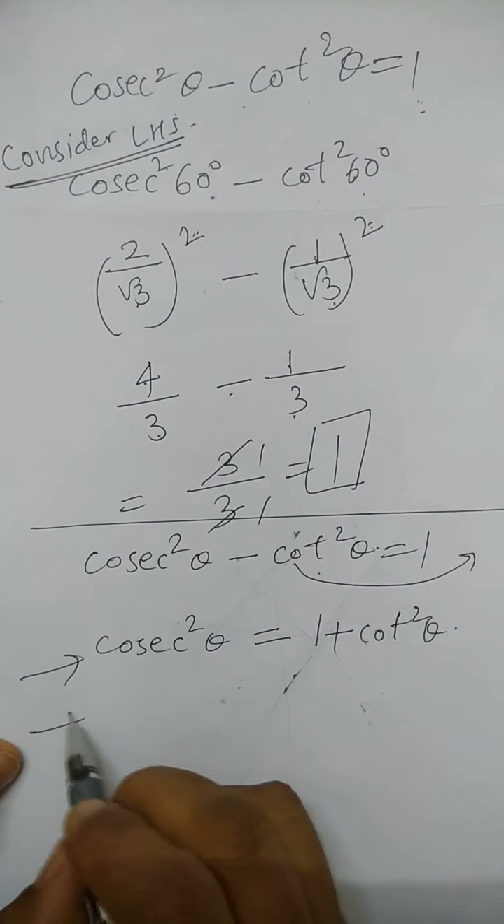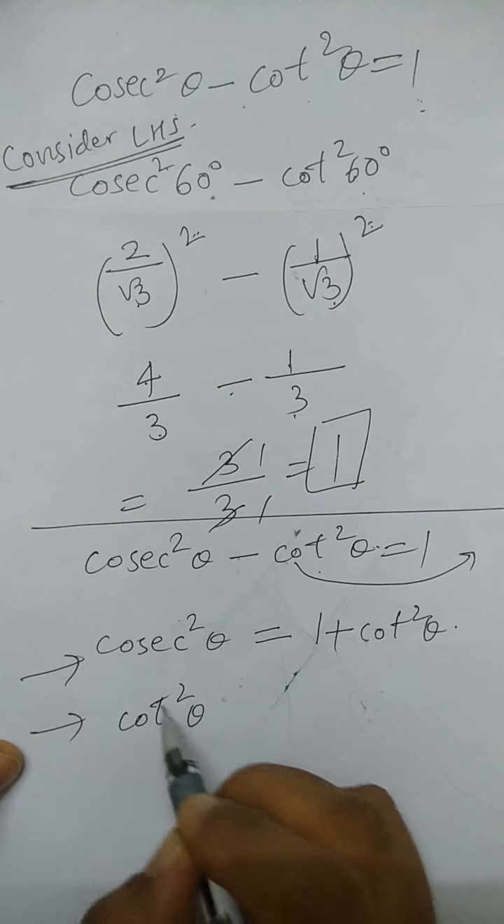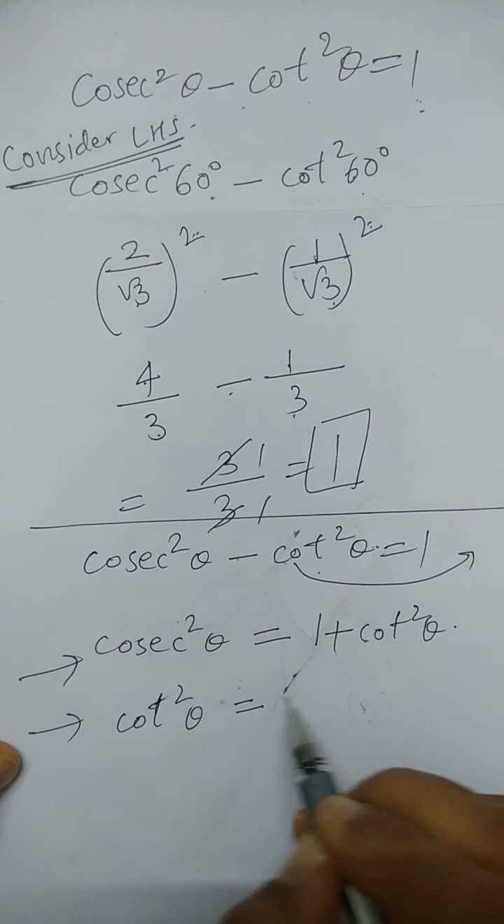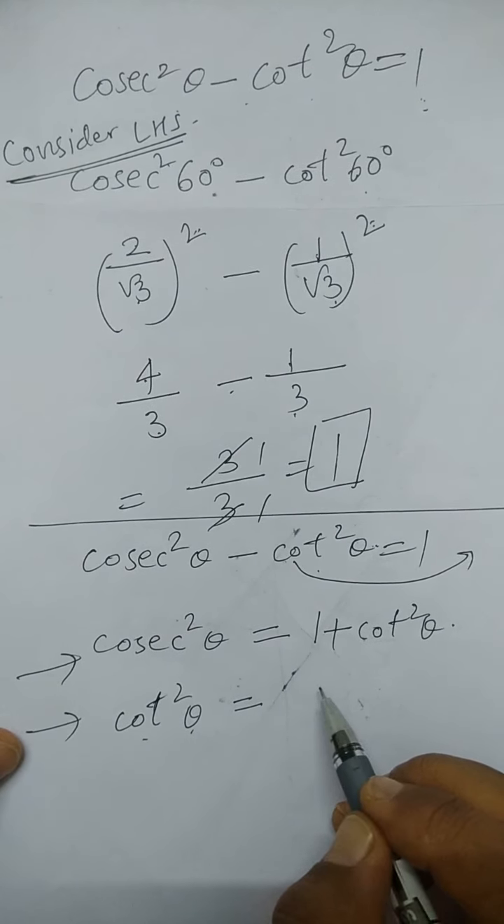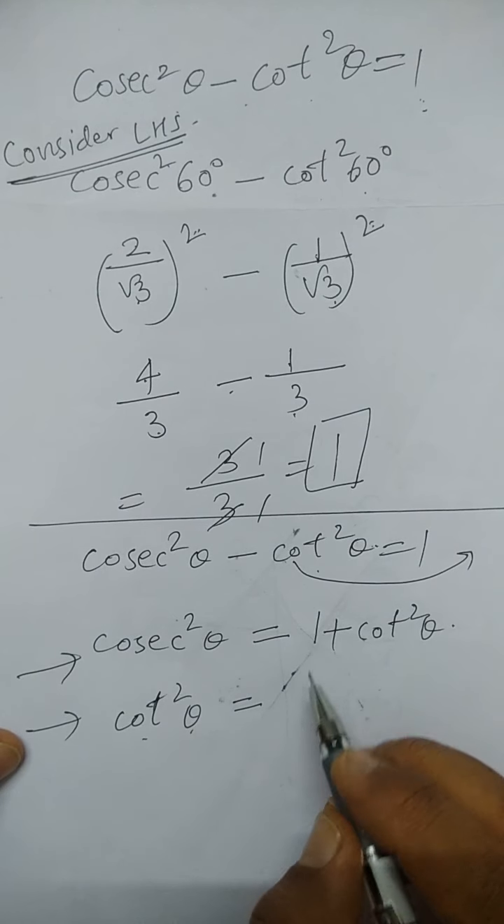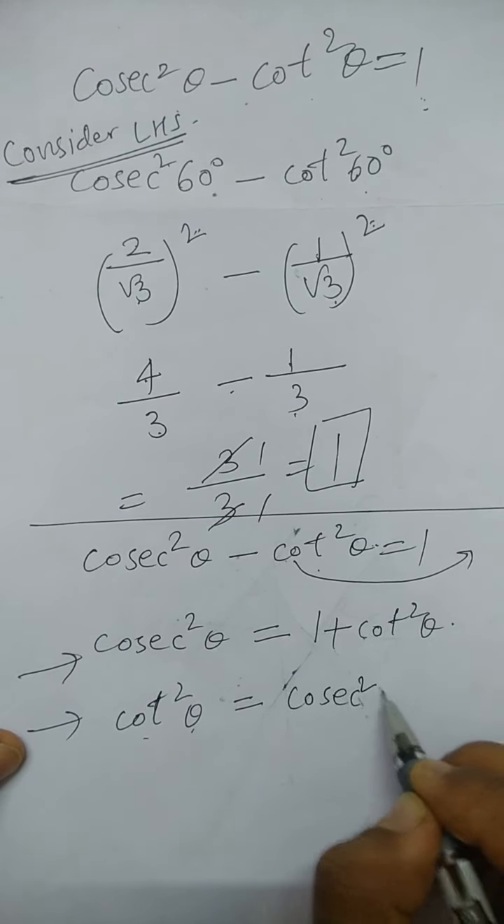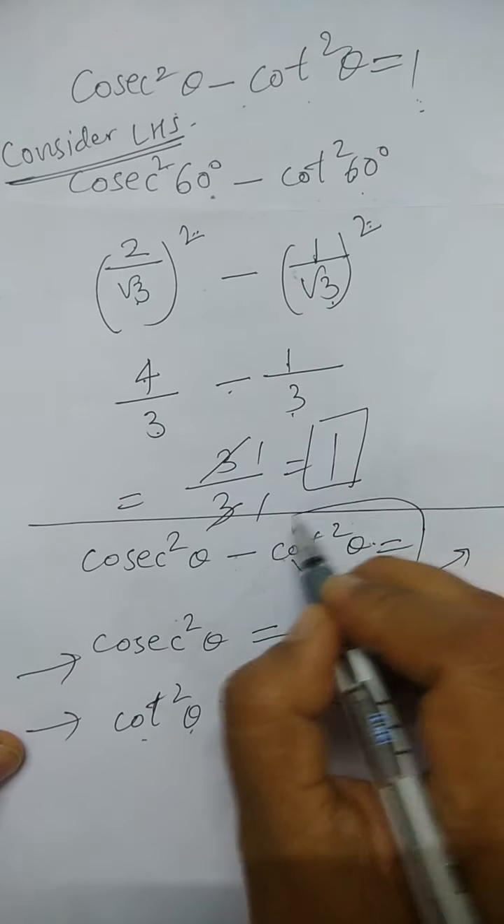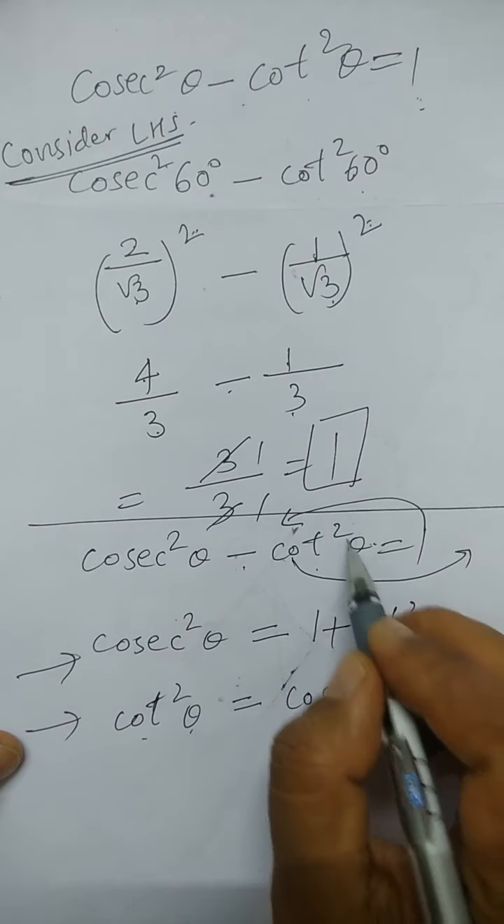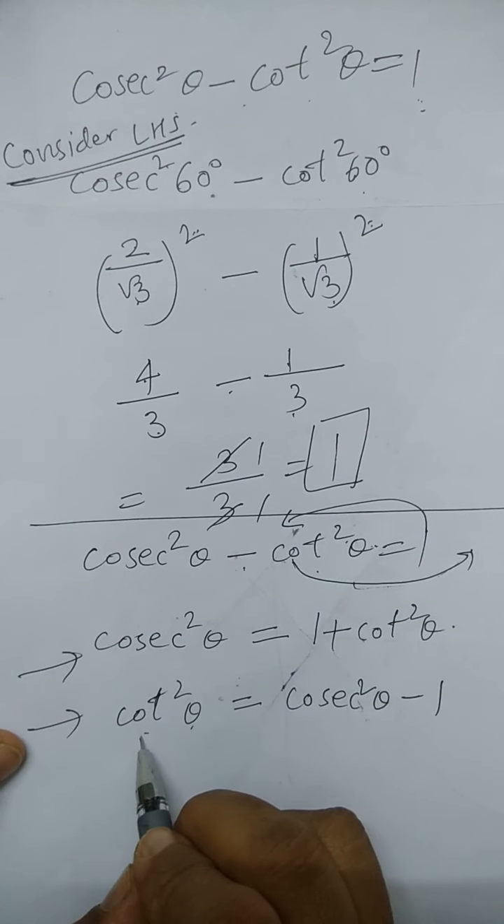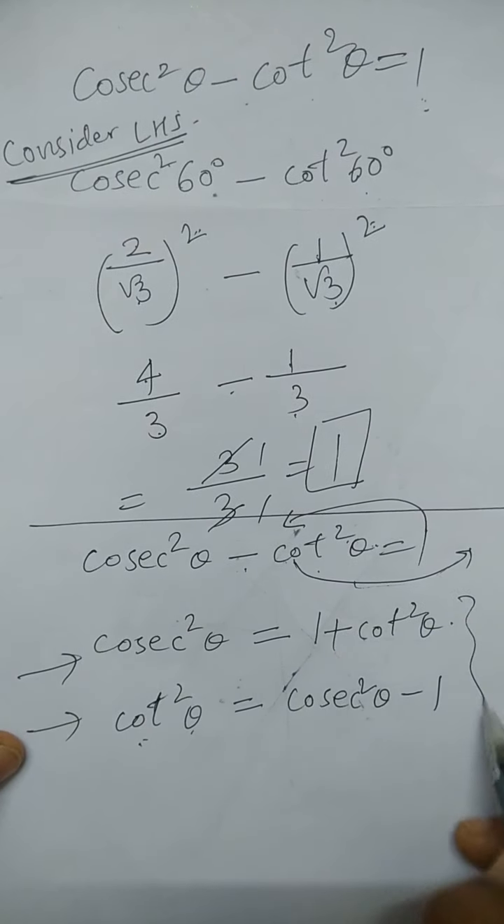Now if I want to write cot square theta, come on, tell me first. Cot square theta, what will you get? Yes, very good. You will get cosec square theta minus 1, because 1 will go here, it will become minus, and cot square theta will go there, it will become plus cot square theta. So we got these two things.